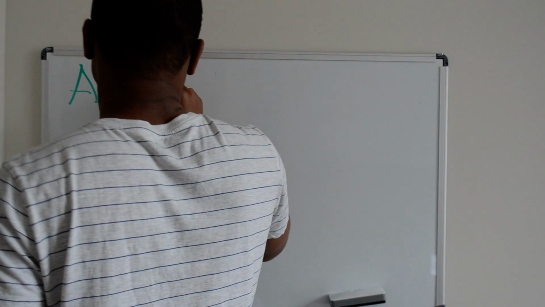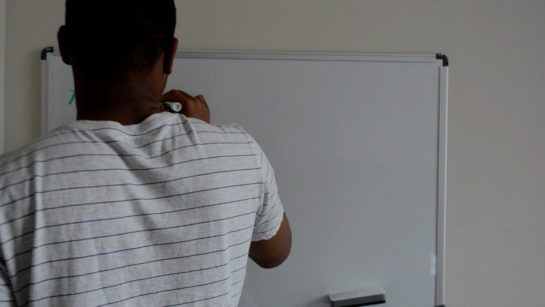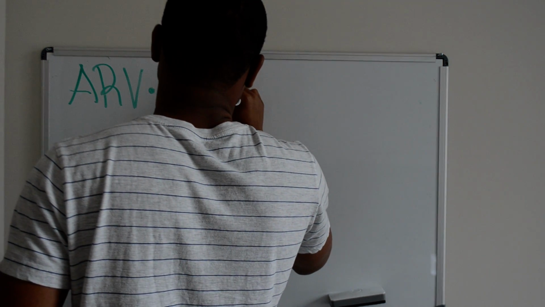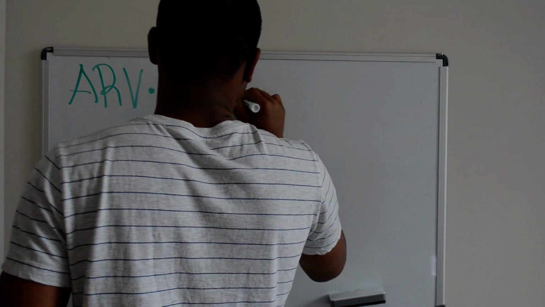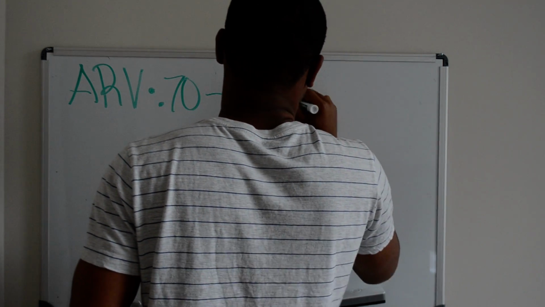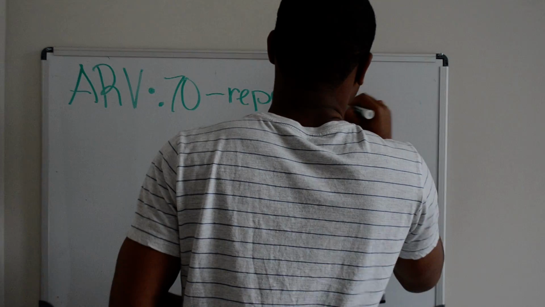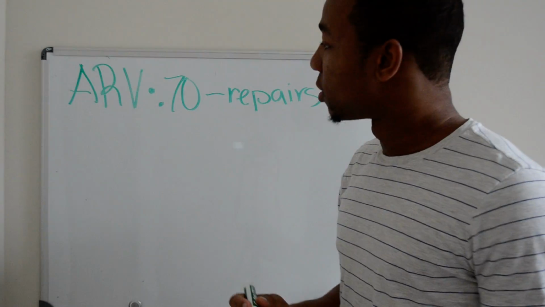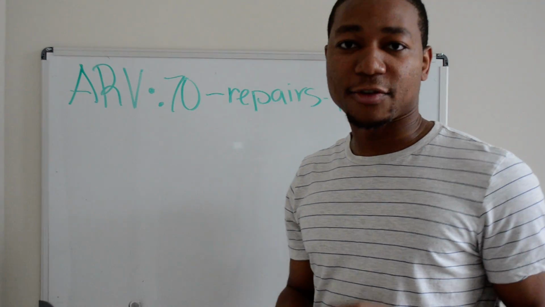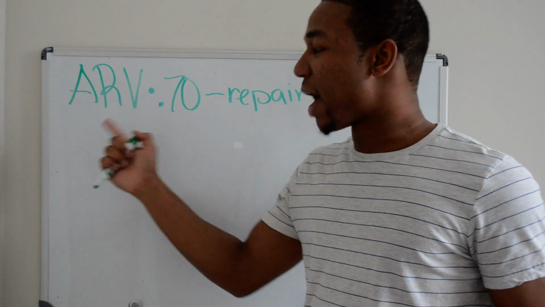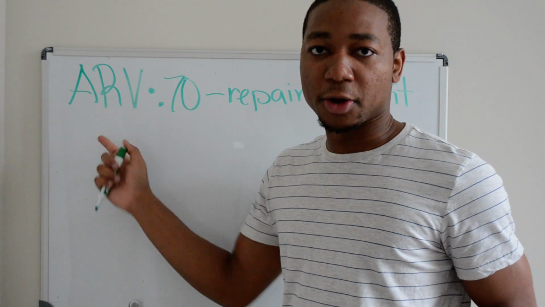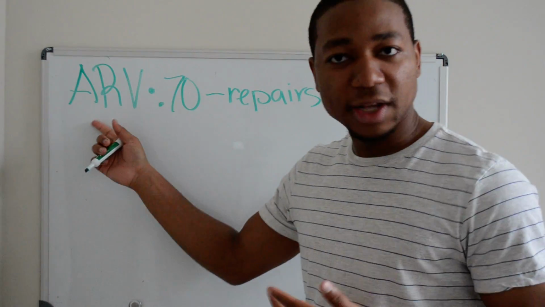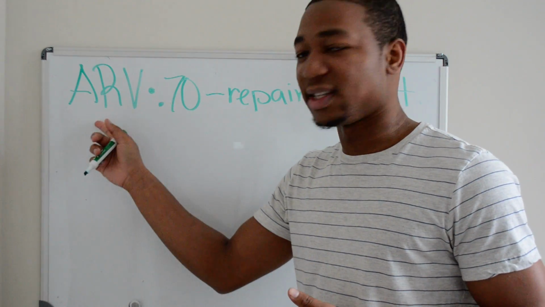And that's ARV, which stands for after repair value. I'm going to explain that to you in a second, times 70% or 0.70 minus repairs minus profit. So let me break down what this formula means. ARV is after repair value. This is the value of a property once it's been repaired, or what the property can resell for. So whatever the property can resell for once it's repaired, that's its value.